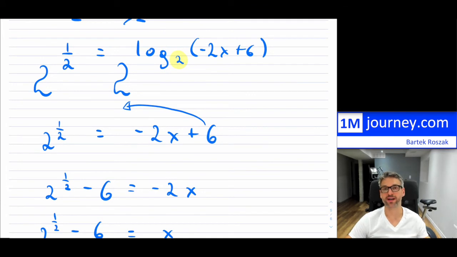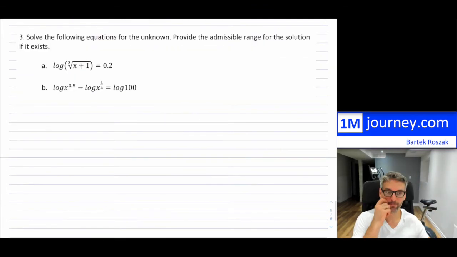Let's take a look at question 3. So here's question 3. Solve the following equations. So we have 2 of them for the unknown. Provide the admissible range for the solution if it exists. Okay. So let's take a look and see. Okay, so this is 1.